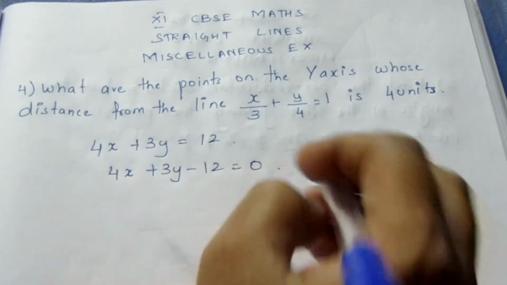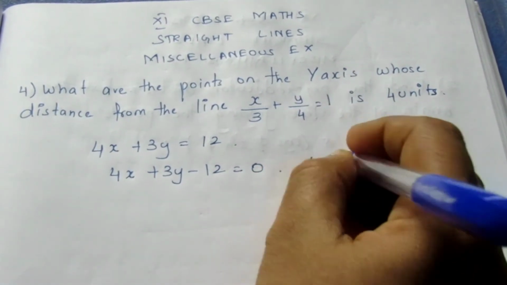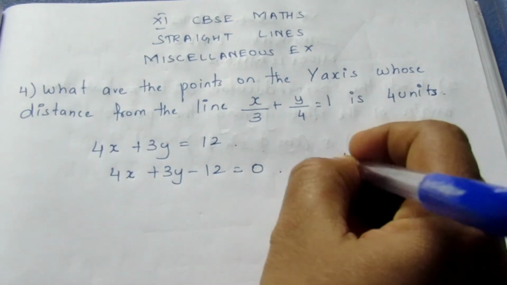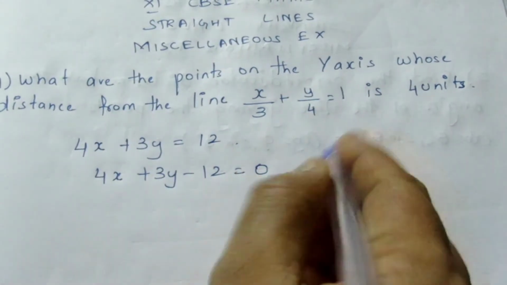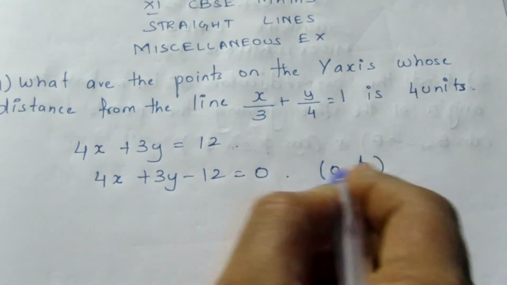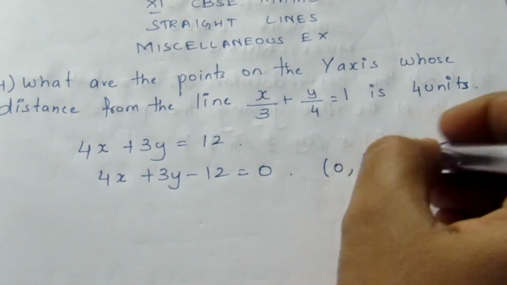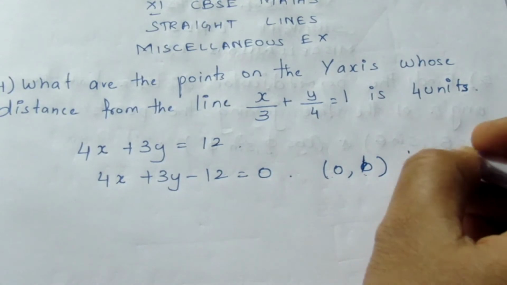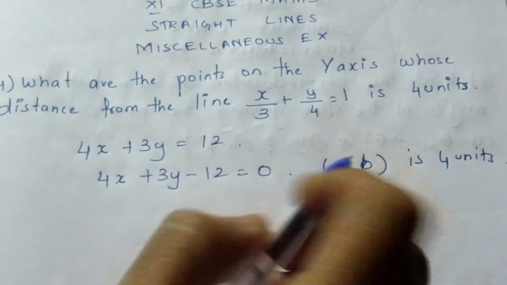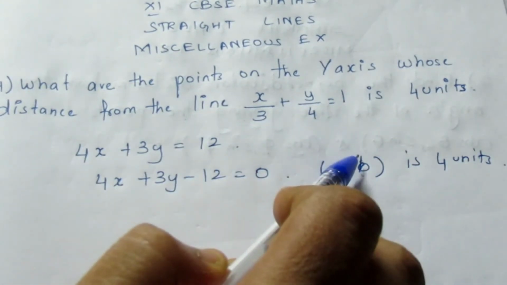This equation is at a distance from a point on the y-axis, that is 0 comma, let it be b. Now because of y-axis we know that we can take 0 comma y, but you will get a confusion, so I am just taking 0 comma b. The distance is 4 units. They have given the perpendicular distance, 4 units. So the point on the y-axis whose distance to the line is 4 units.